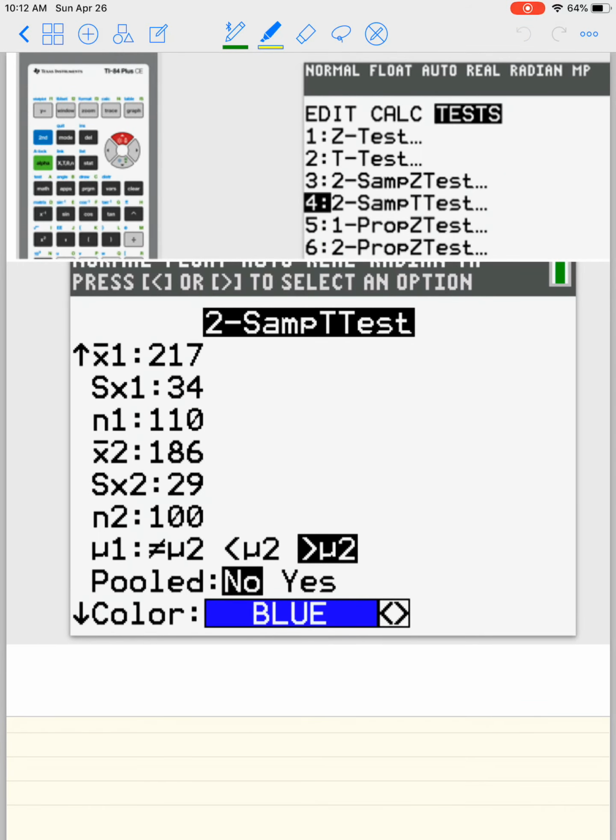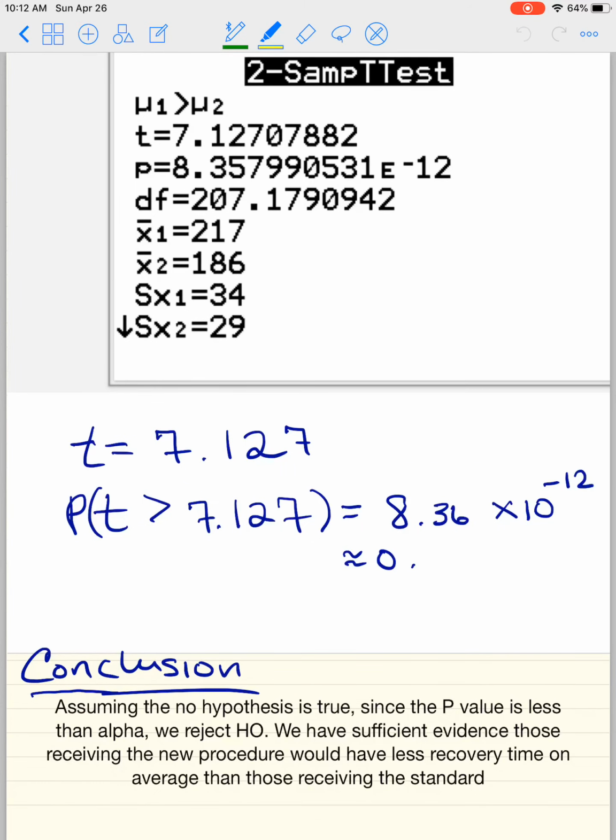Let's take a look. We're going to press stat, test, two sample t-test, 217, 34, 110, 186, 29, 100. Greater than. Is it pooled? No, it's not pooled. Pooled means that you know that the standard deviations are going to be equal. So no, it's not pooled. After you press enter, you notice that mu1 is greater than mu2, and you notice that this is positive.